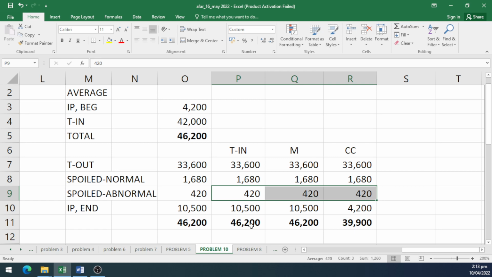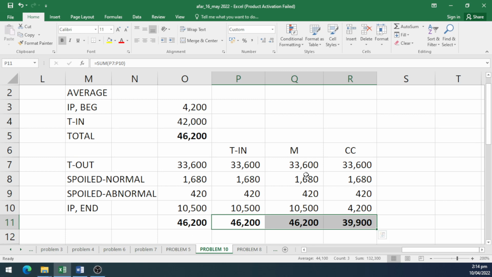So, yung ending natin, 100% as to transferred in, materials added at the beginning, 100%, and then for our conversion cost, 40% ng 10.5, that's 4,200. And here are the equivalent units of production for transferred in, for materials, and for conversion cost. Meron na tayong cost per EUP, ano?